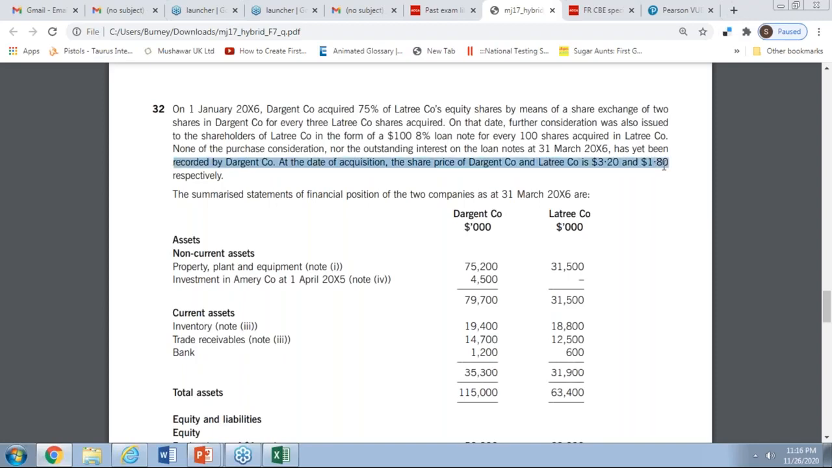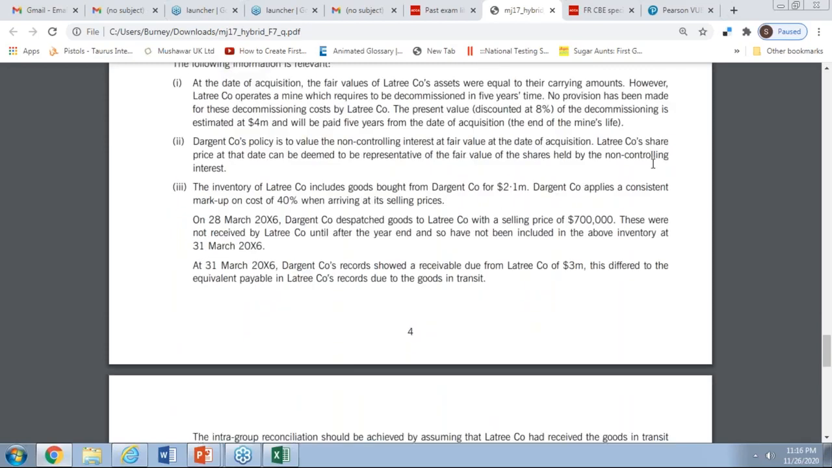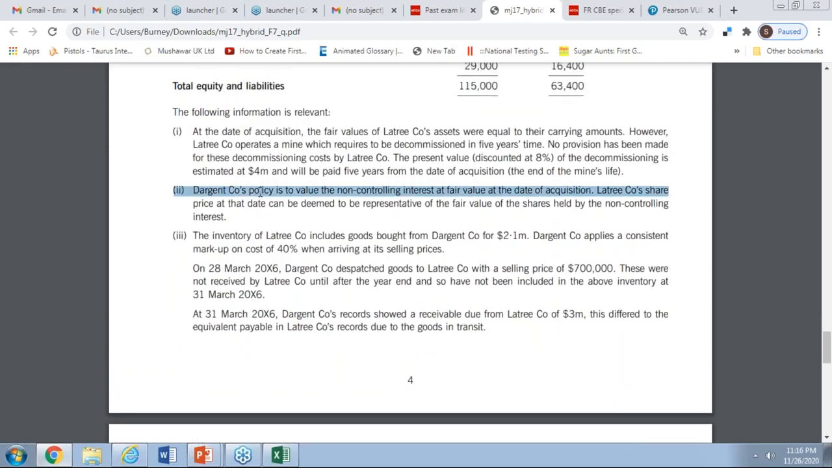Always remember this point. It's an exam technique, an exam tip I'm giving to you. Whenever you see a subsidiary company's share price, it means you are required to calculate the NCI. You can see here note number 2: Darjan's policy is to value the non-controlling interest at fair value at the date of acquisition. Litri's share price at the date of acquisition can be deemed to be representative of the fair value of the shares held by the non-controlling interest. So if you are given the share price of a subsidiary company, you should know that it will be used for the calculation of NCI.